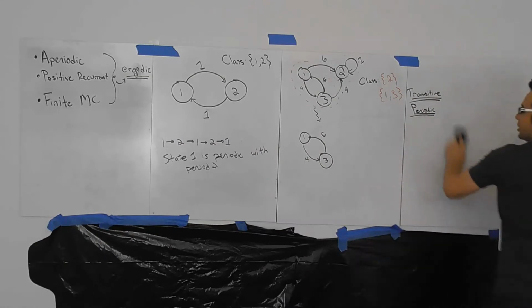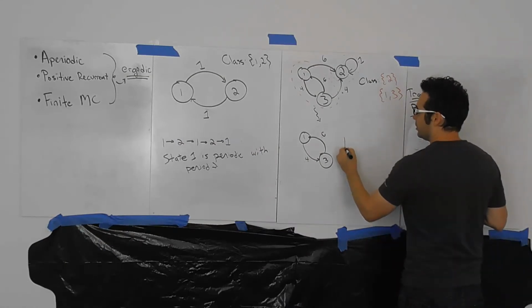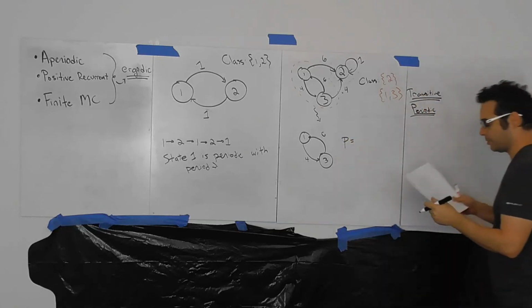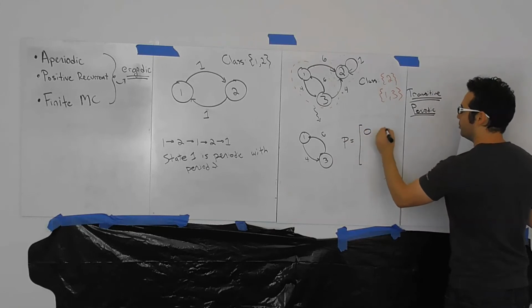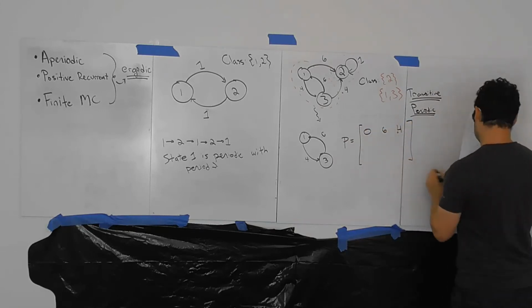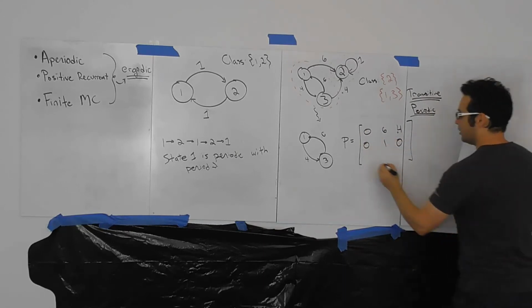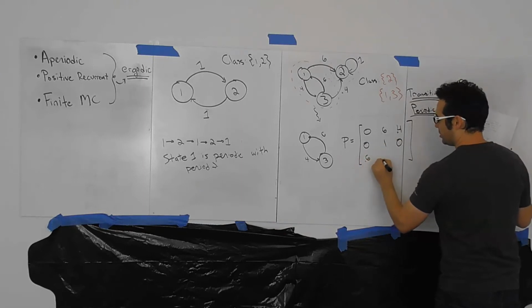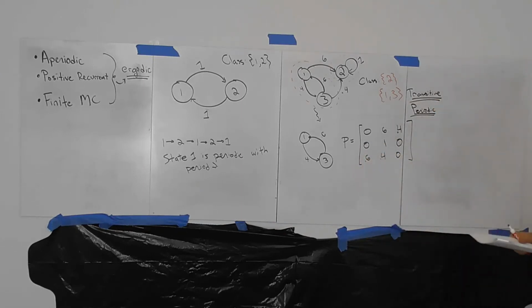The way that we're going to go about doing that is we're going to start by defining our transition probability matrix. Okay. And it's going to be 0, 0.6, and 0.4. Then we'll have 0, 1, 0. And finally 0.6, 0.4, and 0. All right.